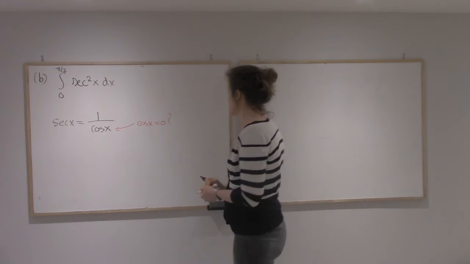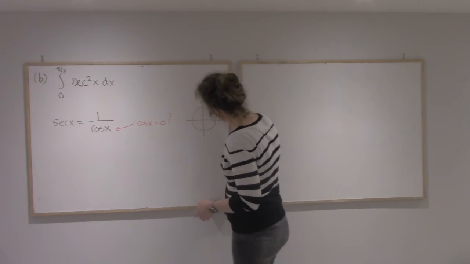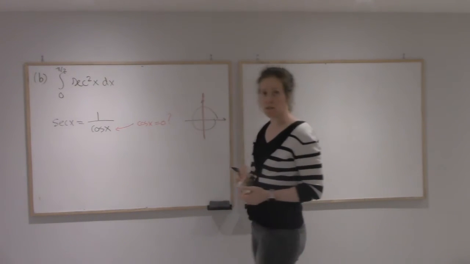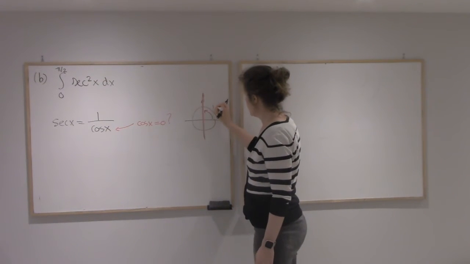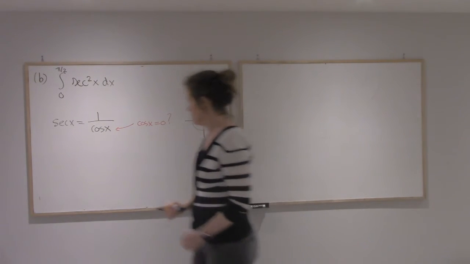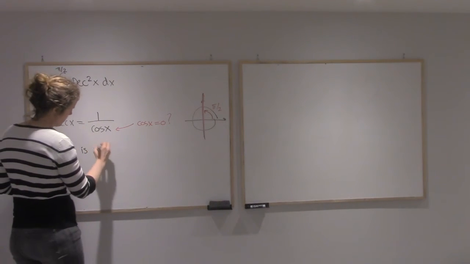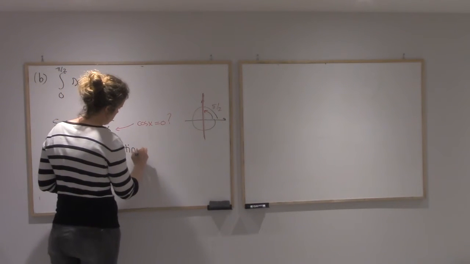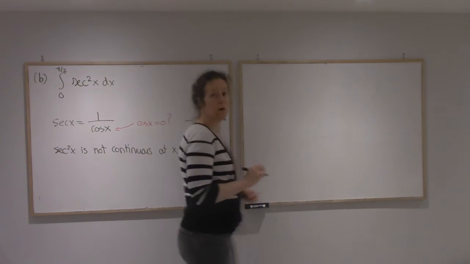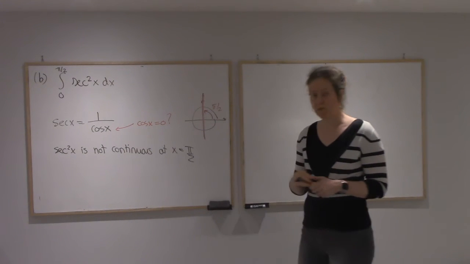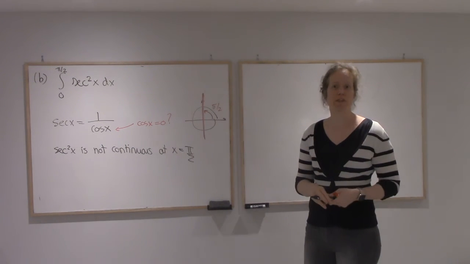And cosine of x is 0 whenever I'm at x equals pi on 2, and so that's, in my interval, going to happen at pi on 2. So at pi on 2, we don't have a continuous function. This means this integral is improper, and I cannot evaluate it with FTC.